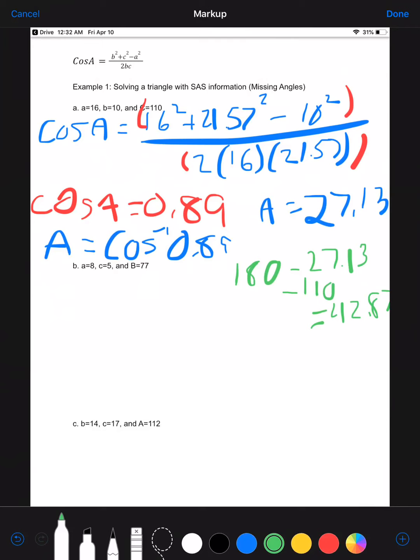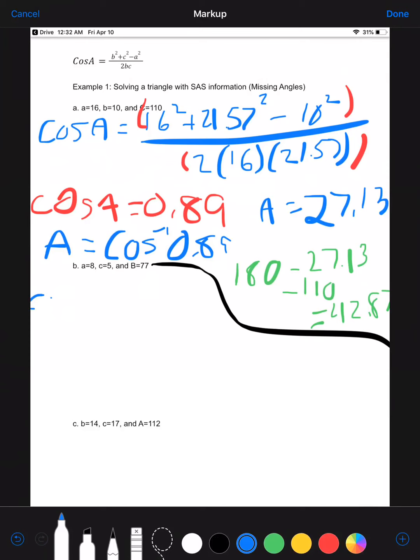So A, we got 27.13. B, we got 42.87. And that's our answer. Okay, so we're going to do the next one. I'm going to kind of block this off, that way it kind of separates the two problems. Okay, so we're going to do that whole process again.